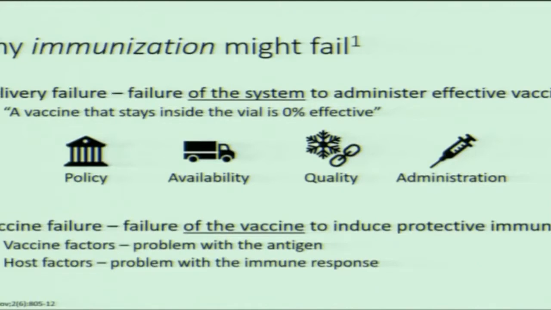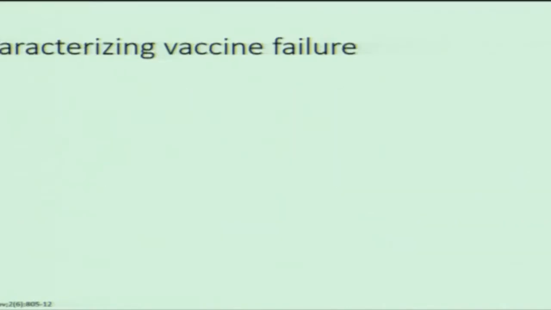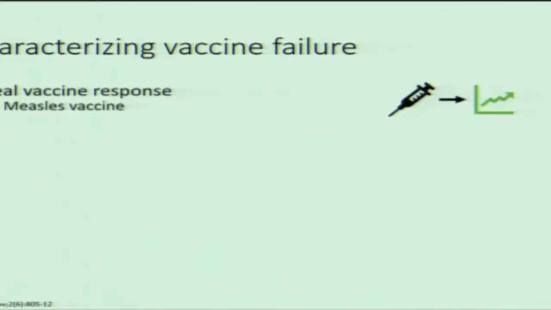But vaccine failure is a subset of immunization failure, and this is where we are able to deliver the vaccine successfully, but it nevertheless fails to induce protective immunity. This could be because of both vaccine factors and host factors. So let's focus in on vaccine failure a little bit. The ideal scenario is a vaccine that's given once or twice that induces protective immunity that is very durable and lasts basically your whole life.